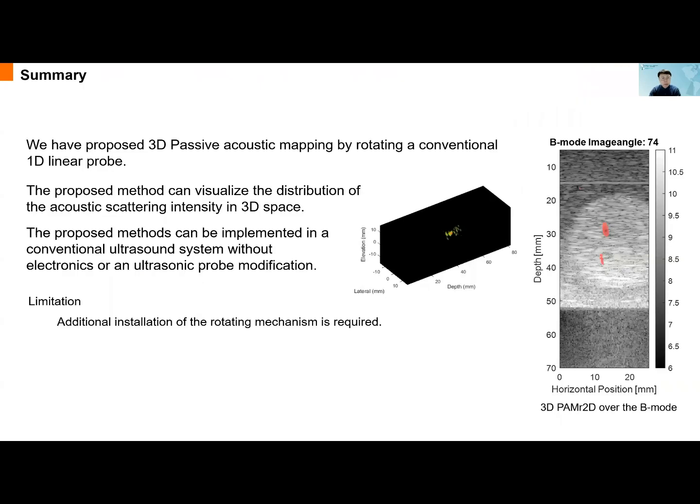Now, summary. We have proposed a 3D passive acoustic mapping method by rotating a conventional 1D linear probe. The proposed method can visualize the distribution of the acoustic scattering intensity in 3D space. The proposed method can be implemented in a conventional ultrasound system without modification of the electronics or ultrasonic probe. However, this method requires an additional rotating mechanism.